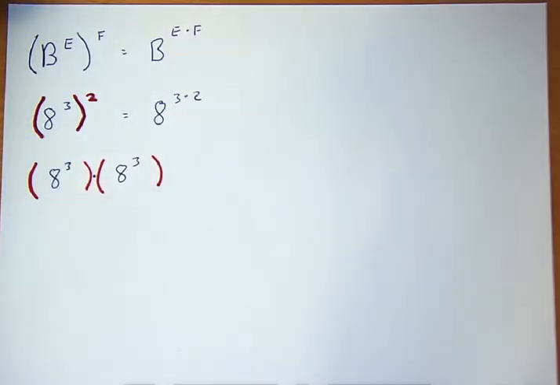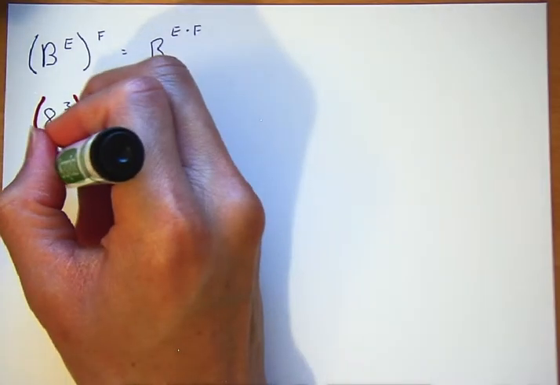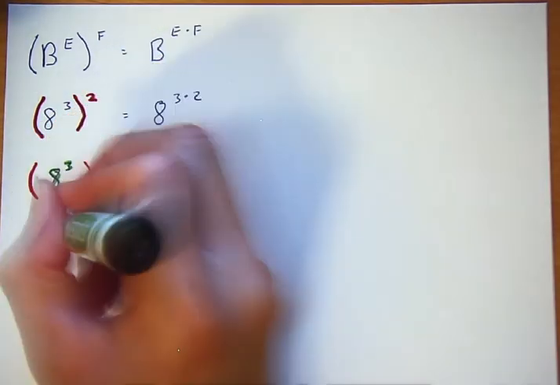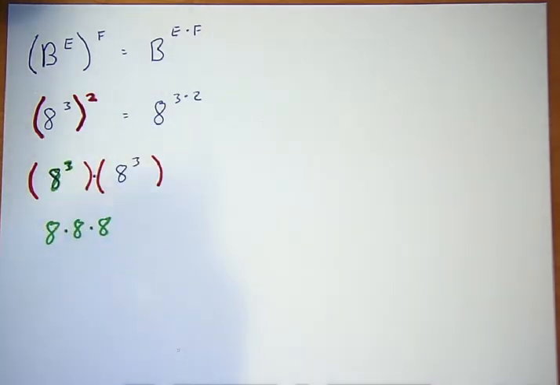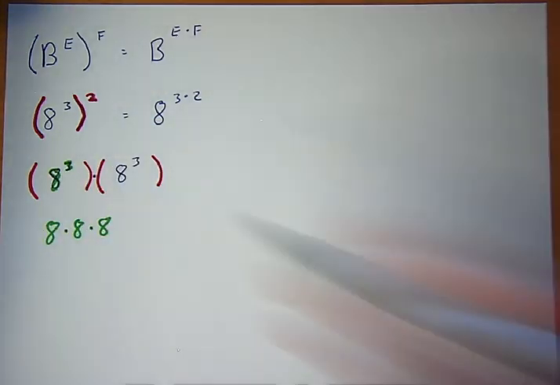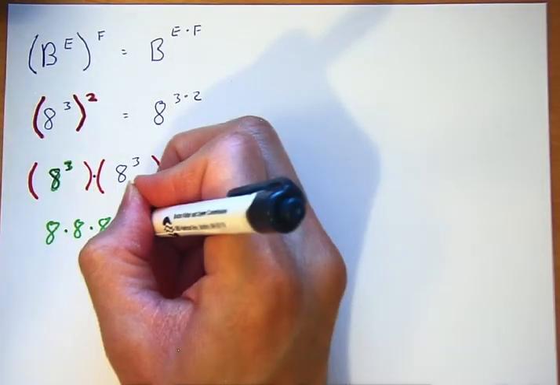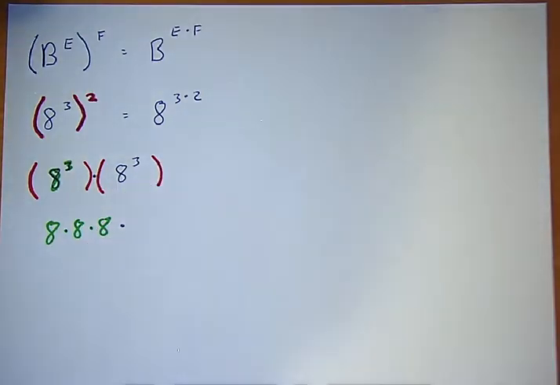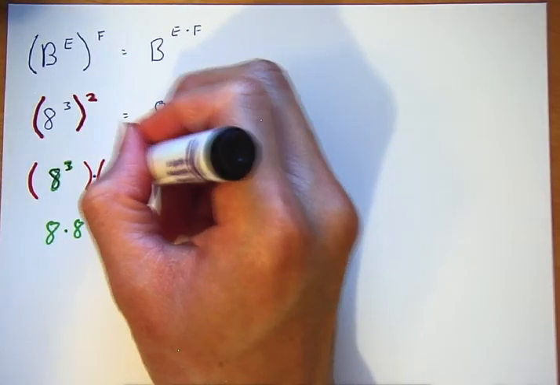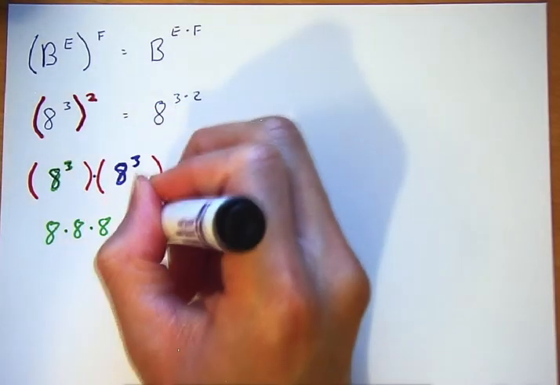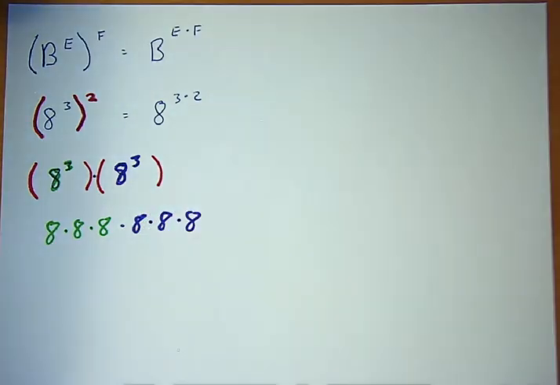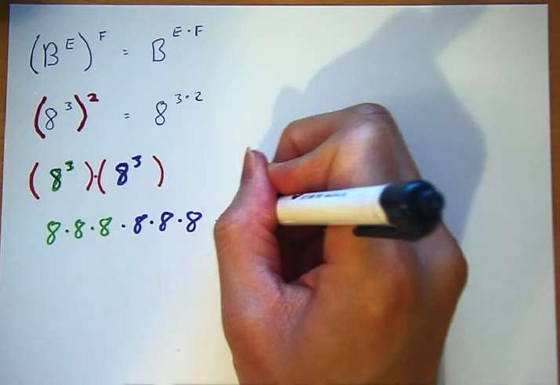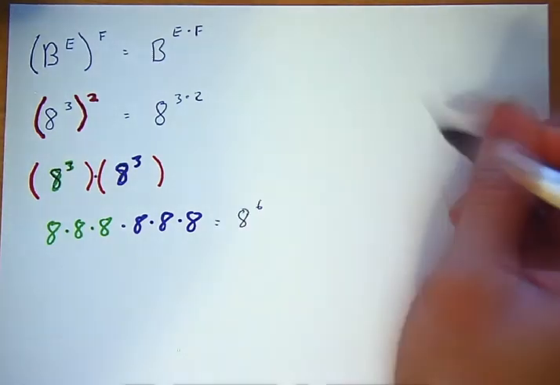this first 8 to the 3, that's just 8 times 8 times 8. And put that multiply symbol right here. And then this other 8 to the third, 8 times 8 times 8, which is, of course, 8 to the 6th power. Same as this.